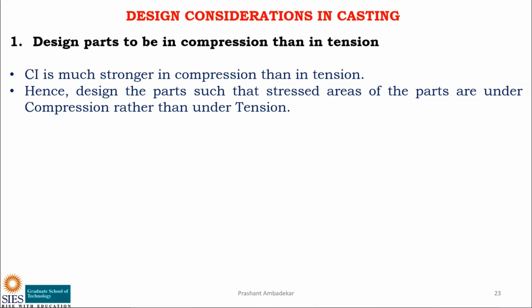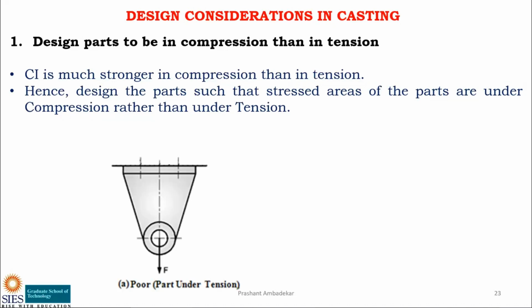So what do you have to change? You have to change the location of the force. Okay, we'll see it in the sketch. First, I will read this. Cast iron is much stronger in compression than in tension. Hence, design the parts such that stressed areas of the parts are under compression rather than under tension. So instead of a part being in tension, you design it in such a way that it is in compression.